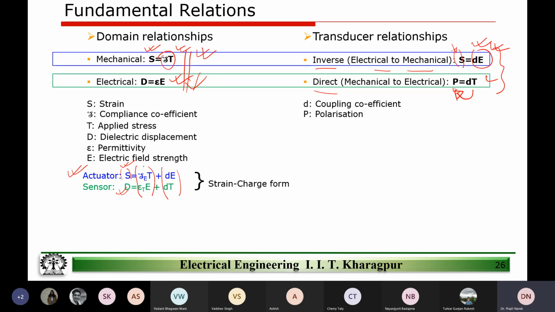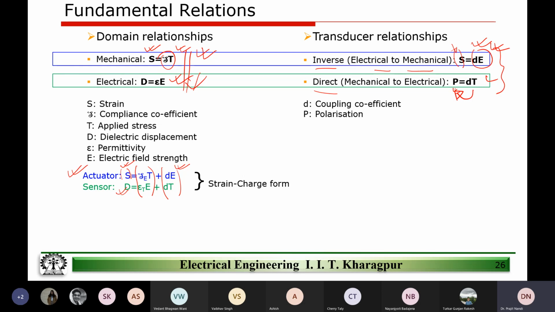And because the output is mechanical, we have a coefficient which is associated with the material in the mechanical domain, which is the compliance coefficient. But because we are treating this as an actuator, this compliance coefficient must be specified at a given electrical condition. So this E is the electrical field that we are going to apply, right? So how the overall actuator is going to behave must have a mechanical coefficient specified with a given electrical condition. And that's what we denote as S subscript E, right? The compliance at a given electrical condition.